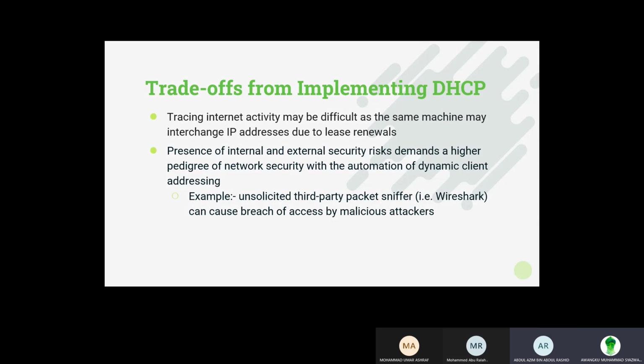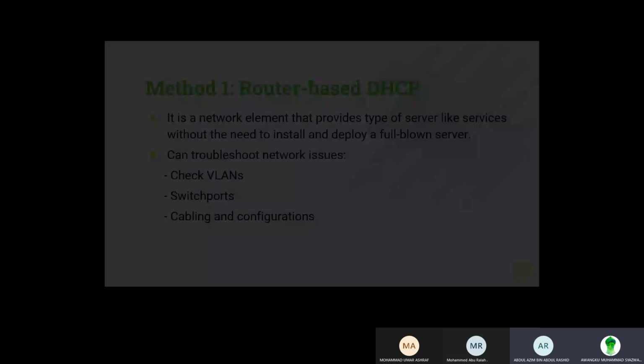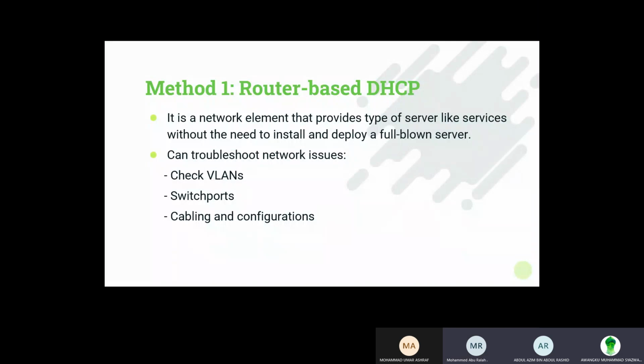Thank you. So I will talk about the deployment alternatives. Method 1 is the router-based DHCP. It is a network element that provides a server-like service without the need to install and deploy a full-blown server. For example, it can troubleshoot network issues such as checking VLANs, switch ports, cabling, and configuration. For example, it will set a static IP on the client and test by pinging the DHCP server. If the client can't ping the DHCP server, it will troubleshoot the network more.